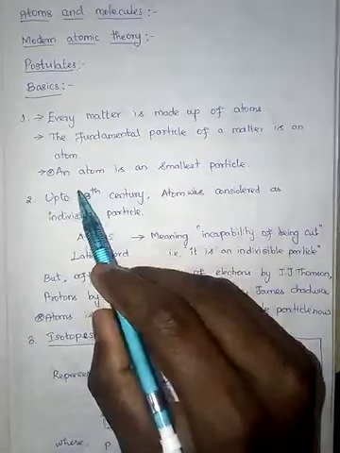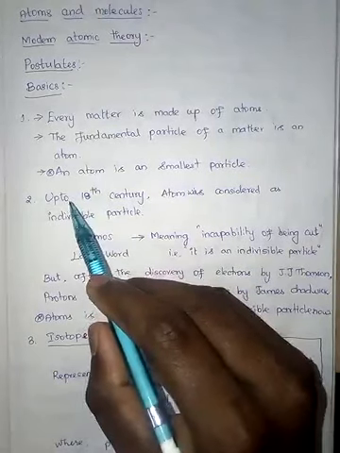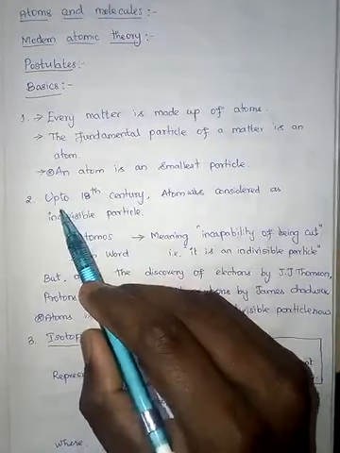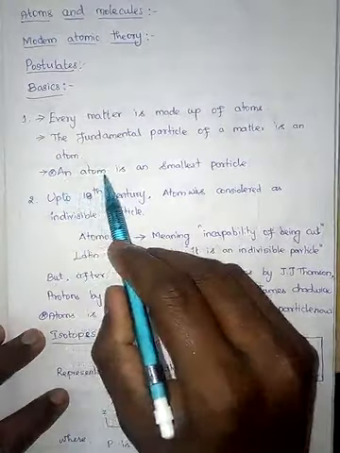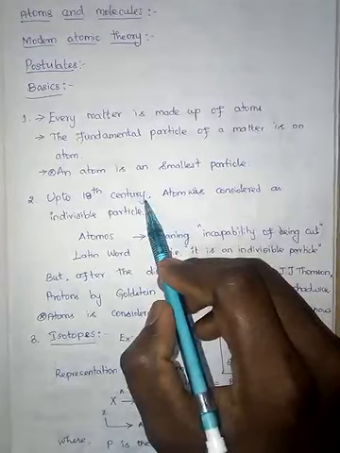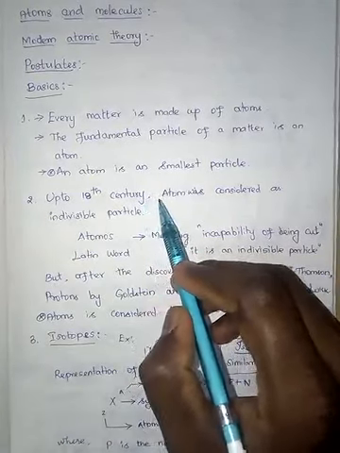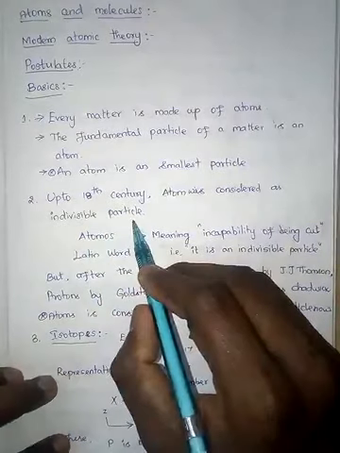We cannot see the atom through our naked eye. That means the atom is a very small particle. Hence we can conclude atom is the smallest particle. Up to the 18th century, the scientists believed that the atom was an indivisible particle.